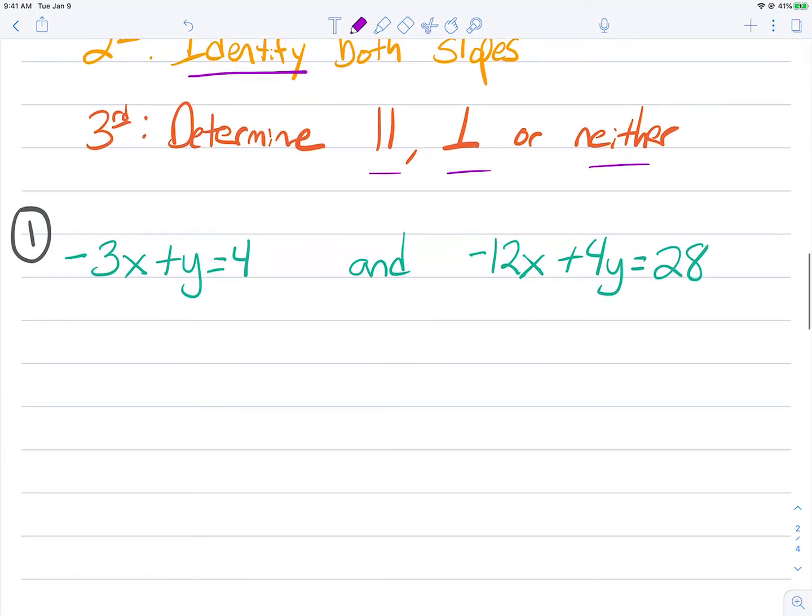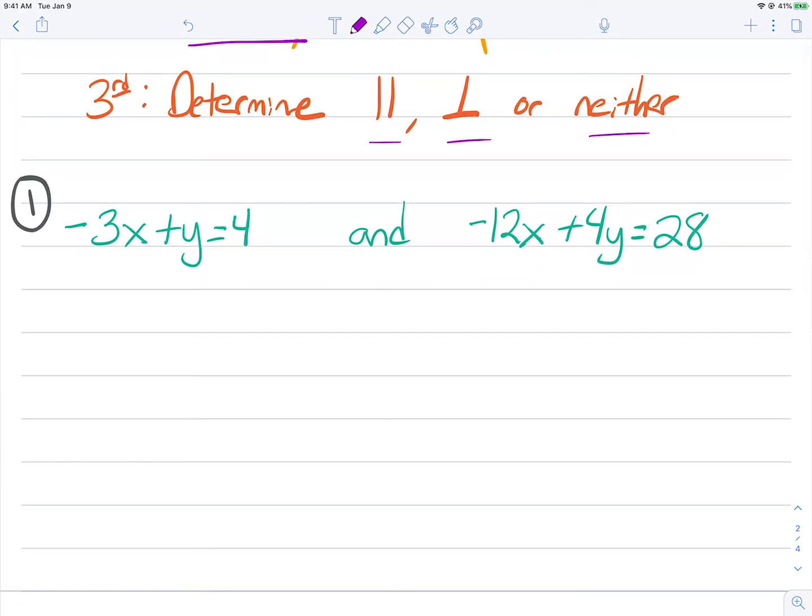So let's just say these were our two problems. -3x plus y equals 4 and -12x plus 4y equals -28. Neither of these equations say y equals, so I need to make them say y equals. So on this first problem, I'm going to add 3x to both sides. So I have y equals 3x plus 4. And I'm going to identify my slope while I'm at it. The slope of this line is 3.